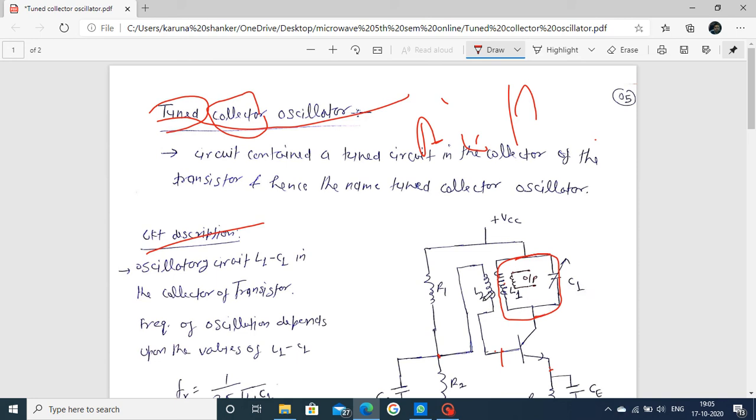Next, this is L2. L2 is connected to the tank circuit or tuned circuit. It works as a transformer, meaning L1 and L2 are near each other and magnetically coupled. Whatever voltage is induced in L1, that voltage appears across L2. This works as a transformer.